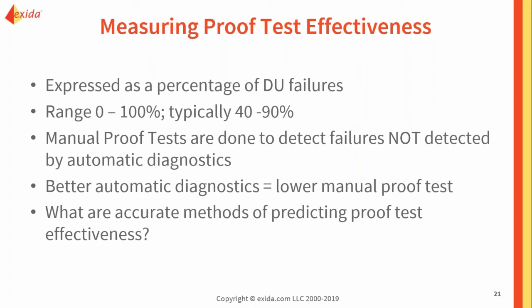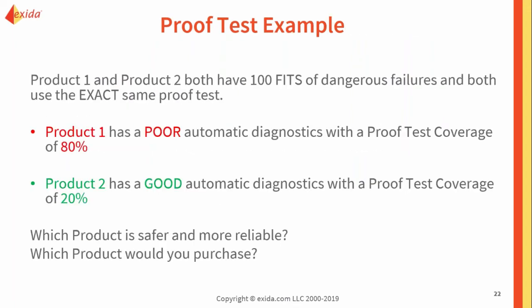What you need to look for are those hidden undetected failures. With that, usually, if you have better automatic diagnostics, you're going to have a lower proof test coverage. Well, what does that mean? How does that work? Well, let's look at an example again.